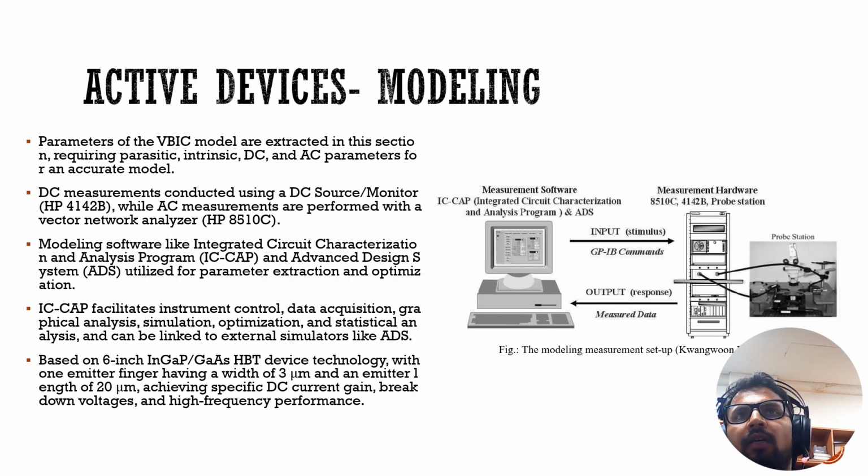Now we have active devices modeling. So here the picture shows the different modeling aspects. The parameters for the VBIC model are extracted in sections requiring parasitic, intrinsic, DC, and AC parameters, and an accurate model. DC measurements are conducted using a DC source monitor, that is the SP4142B, while AC measurements are performed with a vector network analyzer.